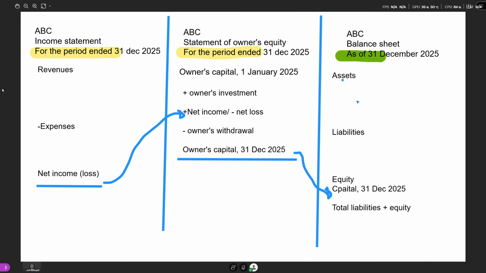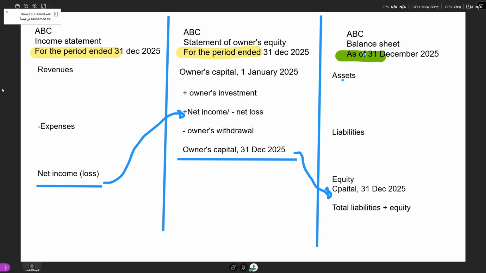For the balance sheet, it is quite different. Why? I am saying as of. And what I am presenting, my assets, my liabilities, and my capital, I am presenting at the end of the period. If you think about it, my assets might include my cash, my land, my equipment, anything that I own.